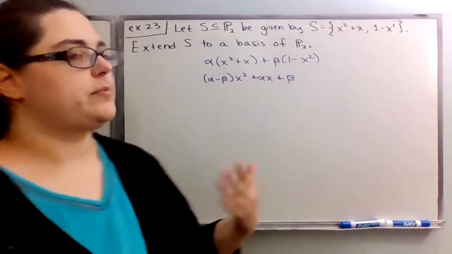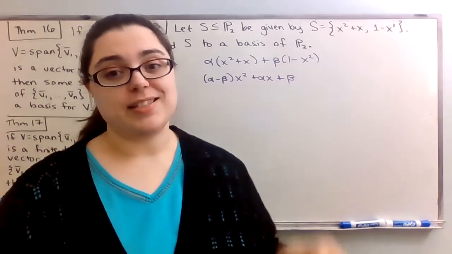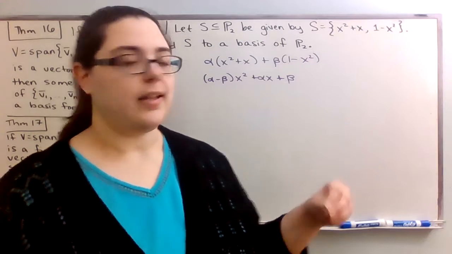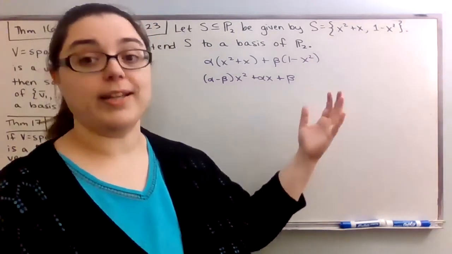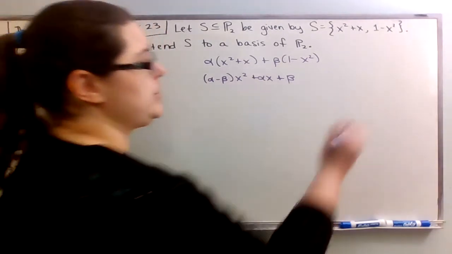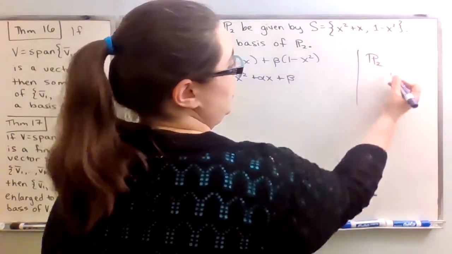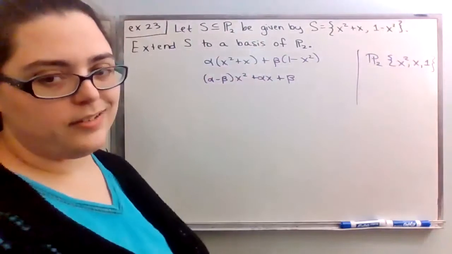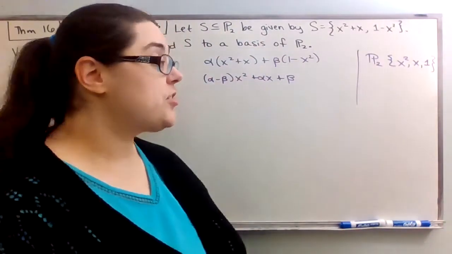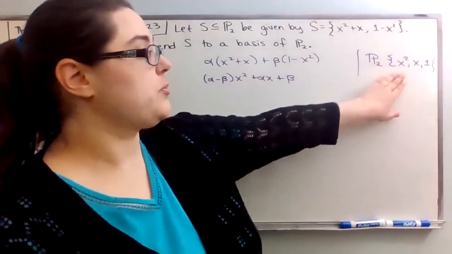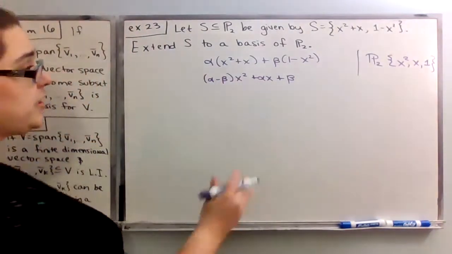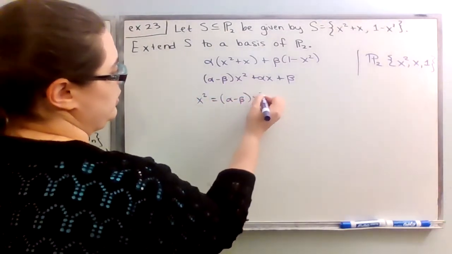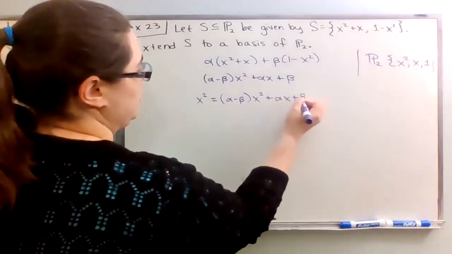So now we have to see what's missing. One of the easiest ways to see what's missing is to take a standard basis and see which elements from that standard basis this is not going to hit. For example, P2 has a standard basis of x squared, x, and 1. We also saw that in our previous video. So let's see if we can write x squared in this form. What that's going to mean is I'm going to have x squared equal to alpha minus beta times x squared plus alpha x plus beta.